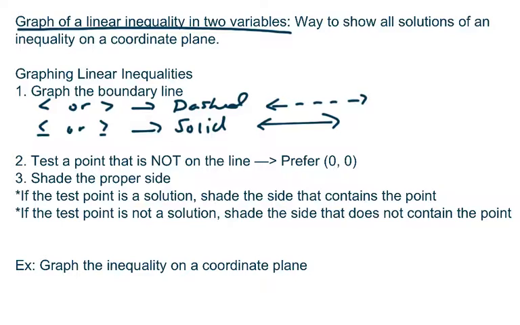Okay, then step number 3, we need to shade the proper side. This is kind of based on step number 2, and that's what the 2 asterisks there are describing. When we test a point, if we get a solution, the side of the line that contains that point is where all of our solutions are going to be. So that's the side we're going to shade. If the point we pick is not a solution, we're going to shade the opposite side. I'm going to show you what that looks like here in just a second.